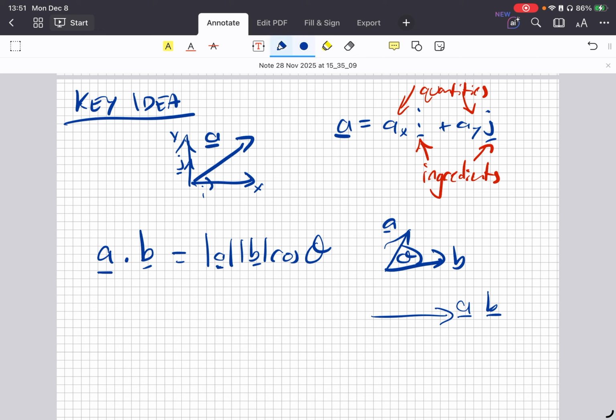In the case that they are perfectly misaligned, so I have A acting in one direction and B acting in the other, and there's a right angle in between them, and they're orthogonal to each other, then this cosine theta, well, cosine of 90 degrees is 0, and then the dot product becomes 0. Okay? So the dot product is basically a measure of how well aligned two vectors are. And this actually is related to this idea of expressing a vector in terms of its components.